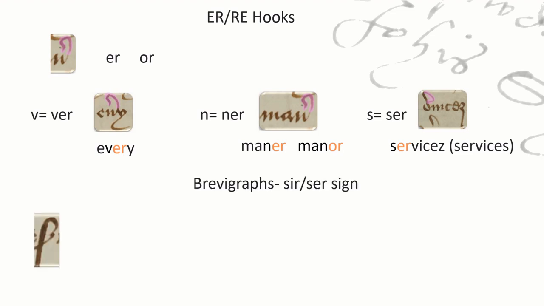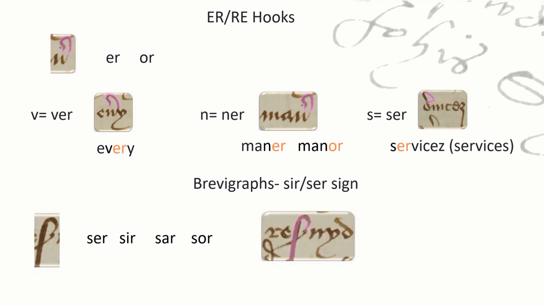Brevigraphs are special letter forms indicating particular letters. This sign, which resembles a German shaft, can indicate the letters SER, SIR, SAR, or SOR. This can appear anywhere within the word. This example we can see here is indicating SER, so we have the letters RE, then the brevigraph for SER, then RYD, for the word reserved.